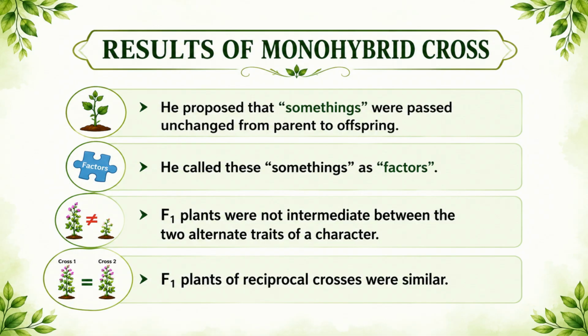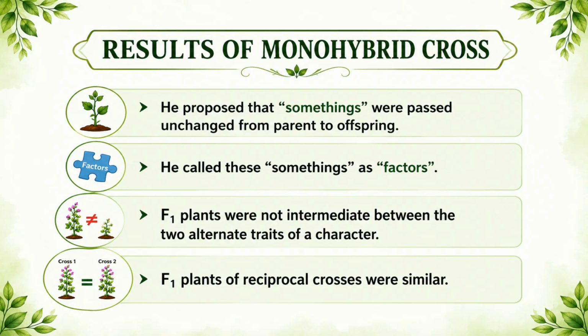After performing his experiments carefully, Mendel made some very important observations. First, he noticed that certain "somethings" were passed from parents to offspring without changing. These hereditary units controlled the appearance of characters in the next generation. Mendel called these hereditary units "factors." Today, we know these factors as genes.